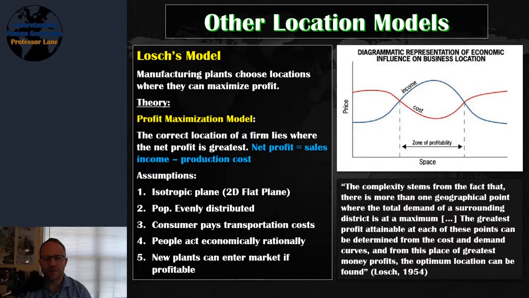While Weber's least cost theory, Hotelling's locational interdependence theory, and Loesch's profit maximization model all have significant limitations, each of these theories provide compelling explanations for firm locations.